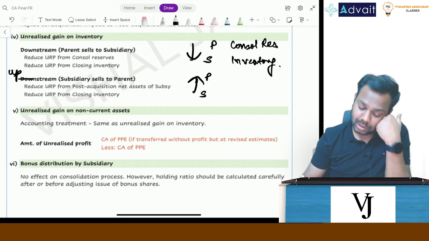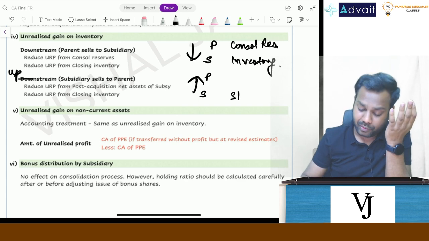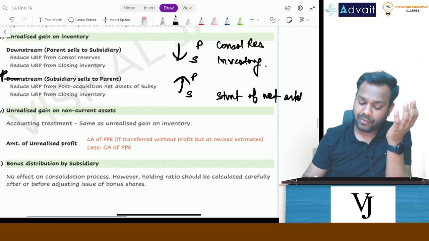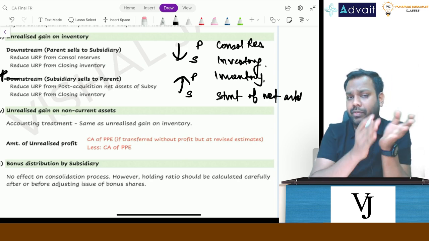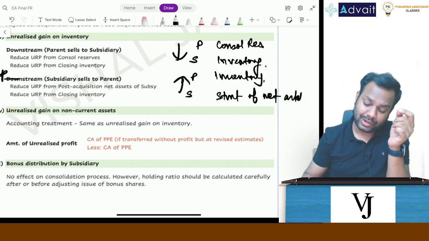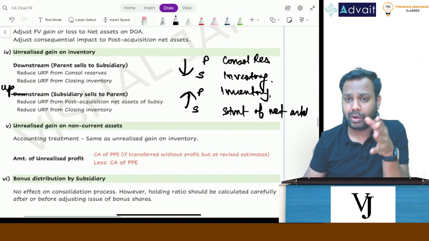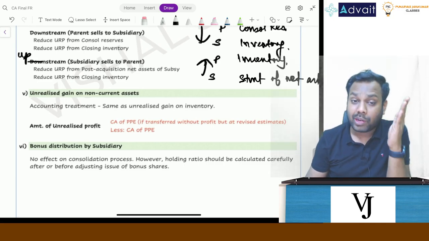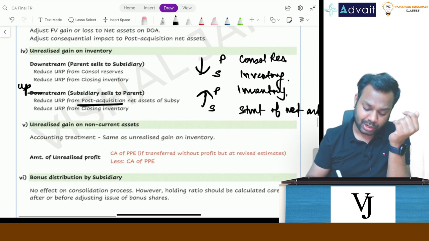And for subsidiary's books, I will record what? Reverse inventory. Right, now here in upstream, who has recorded the profit? Subsidiary. So from where I will reduce? Statement of net assets, and parent has the inventory, so I will reduce inventory here. Right, and I believe you all already know how to calculate the value of unrealized profit, so I'm not discussing that aspect here. Okay. That's the entry. General entry in case of downstream will be consol P&L or the consol reserves account debit to inventory. In the case of upstream will be the statement of net assets of the subsidiary, the post acquisition part account debit to inventory. I hope that was very much clear to all of you.